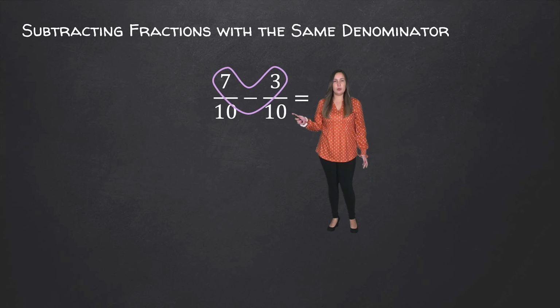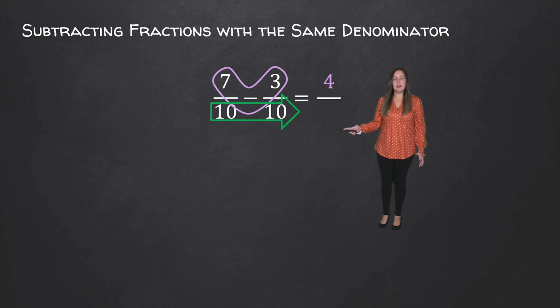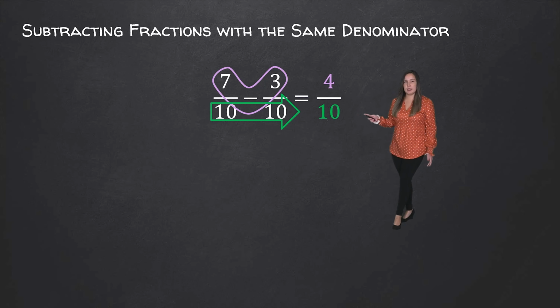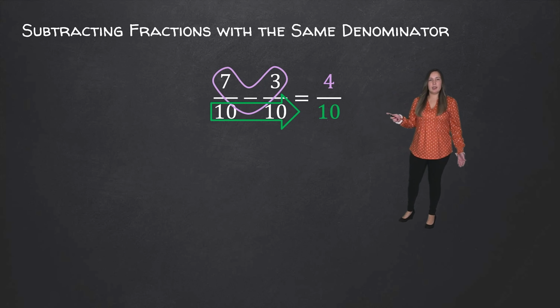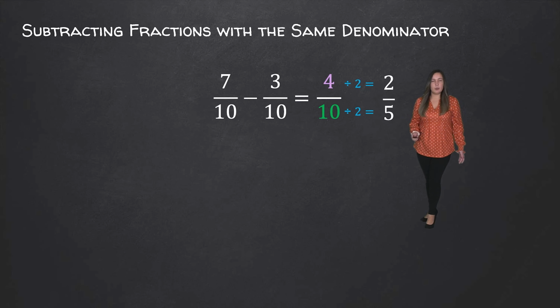Now, if we didn't have our model, because the denominators are the same, what we could do is take the two numerators and subtract them. So 7 minus 3 is equal to 4. Then we would leave the denominator the same, so we end up with 4 over 10, just as we did in our model. And again, 4 out of 10 could be simplified if we divide both the numerator and the denominator by 2, giving us 2 out of 5.